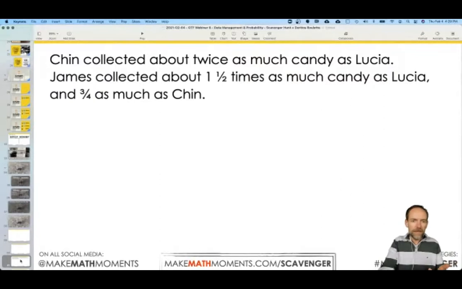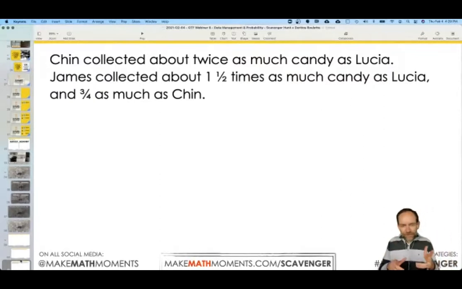All right. Now, here's the thing. James actually collected about 1.5 times as much candy as Lucia. And 3/4 as much candy as Chin. Okay, so I'm going to let that sink in here. I'm not going to take this off the screen yet, but if you don't already have a piece of paper, you're going to want to definitely have a piece of paper ready, or a digital whiteboard, or whatever it is that you're using. Some were using a whiteboard with an eraser. Feel free, whatever you choose.